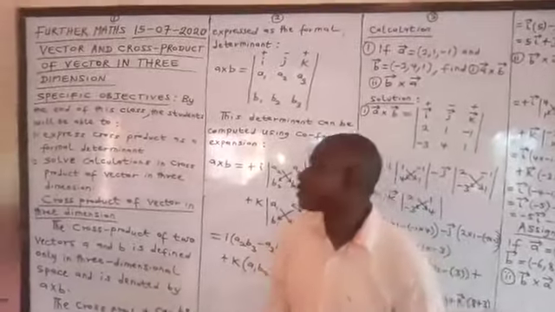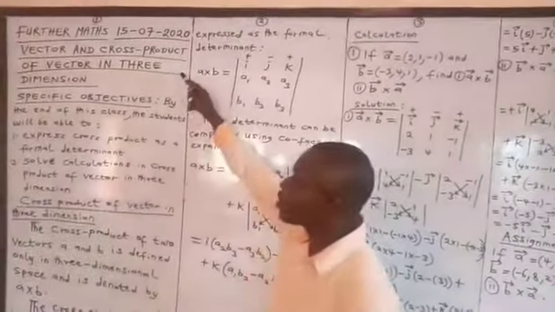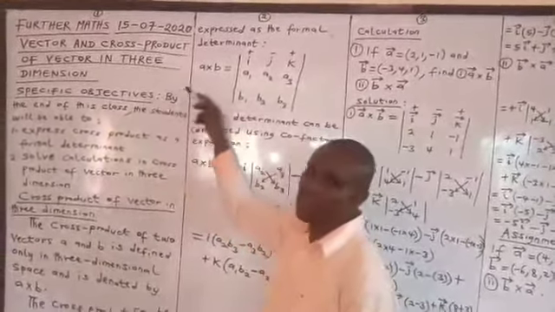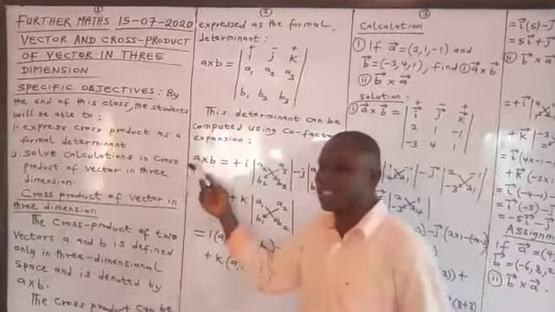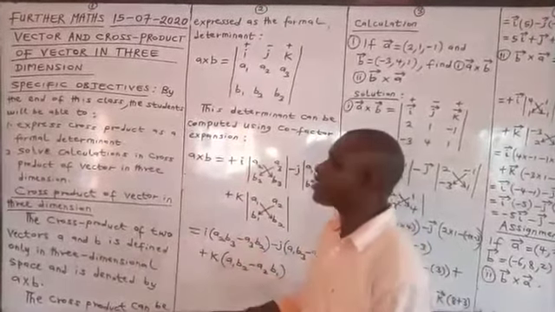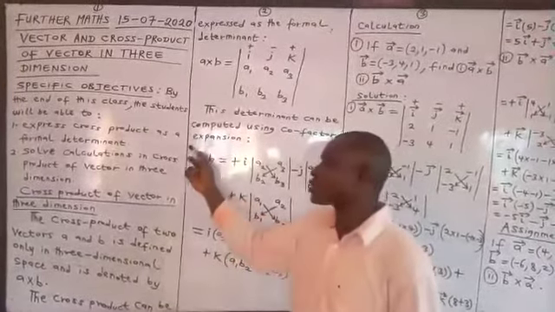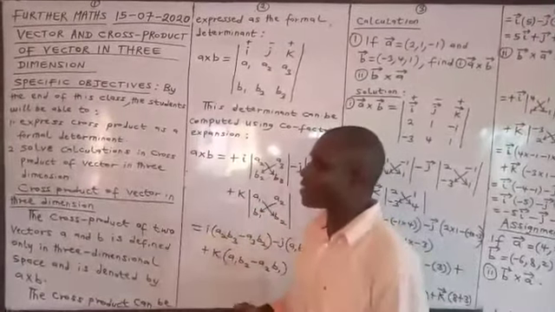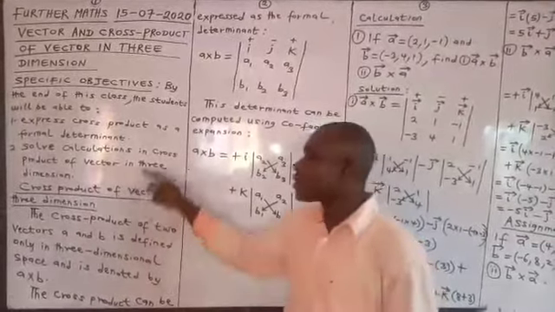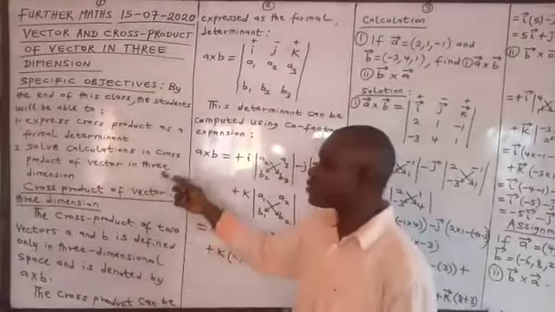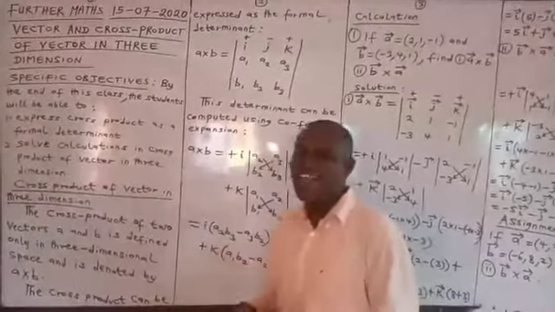The topic we have today is vector and cross product of vector in 3 dimensions. Specific objectives. By the end of this class, you'll be able to: 1. Express cross product as a formal determinant. 2. Solve calculations in cross product of vector in 3 dimensions.